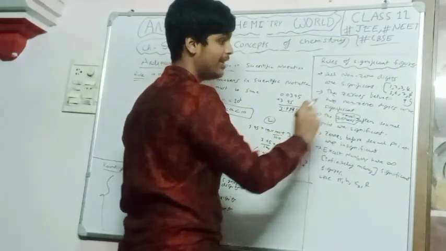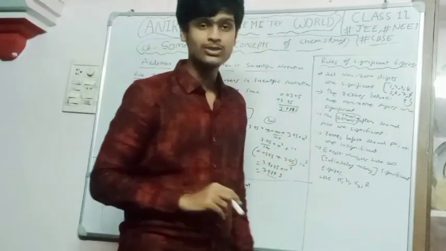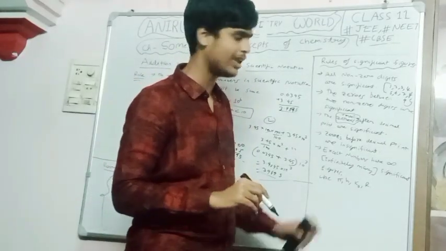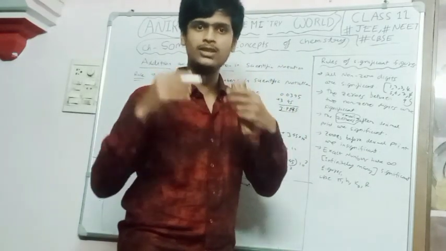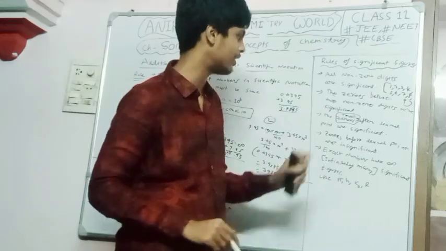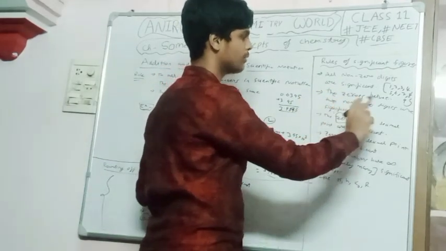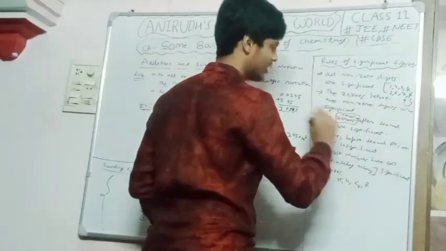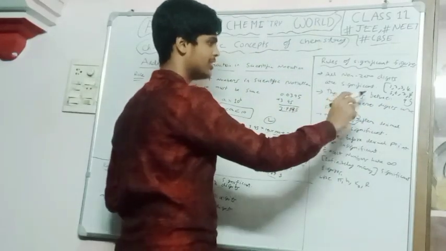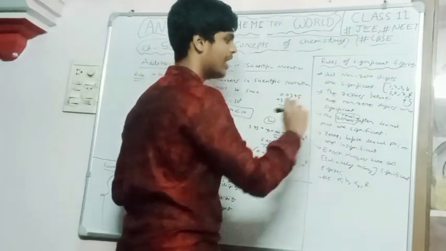And in that also we have some exceptions. Now we cannot say by seeing the question that every 0 is insignificant. No, not like that. But we have some exceptions. The second rule: the zeros between two non-zero digits are significant.